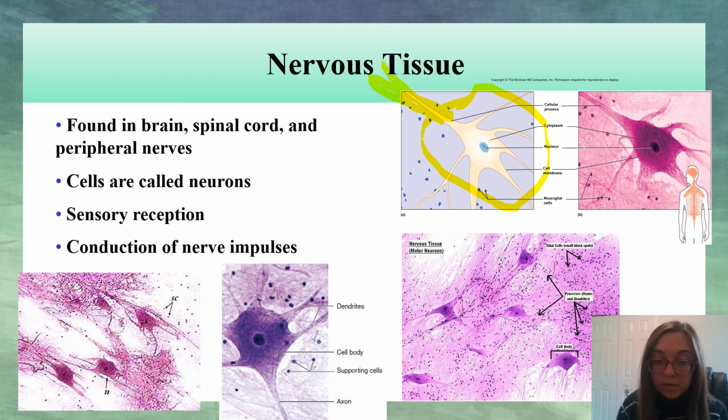Okay, and this is a real picture here, what it actually looks like. You can see these branching structures that are called dendrites that help to, kind of similar to an intercalated disc, move on the signal and sense different messages that are coming in. So nervous tissue helps with sensory reception and conduction of nerve impulses. So we would have kind of a line of these neurons, and they would just send the signal along to the next neuron. And that happens, of course, very fast.